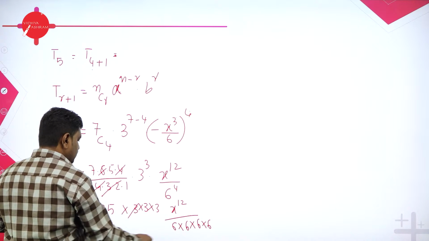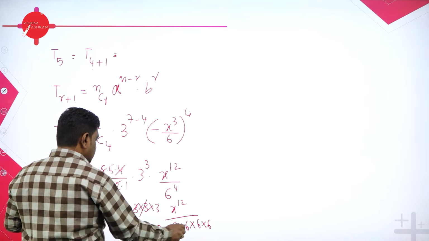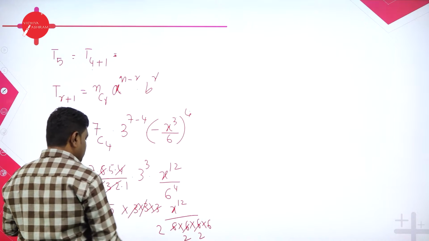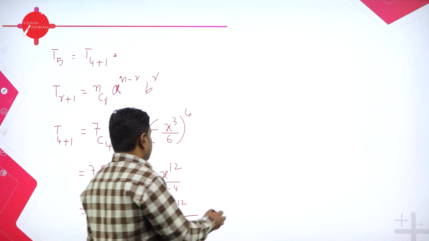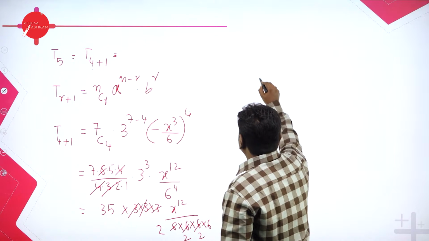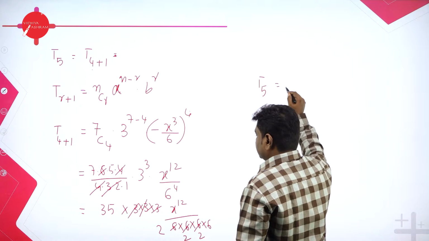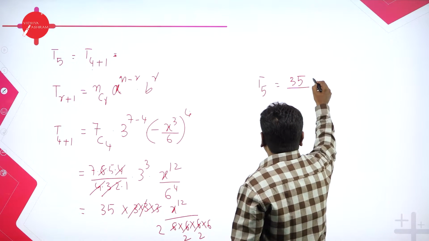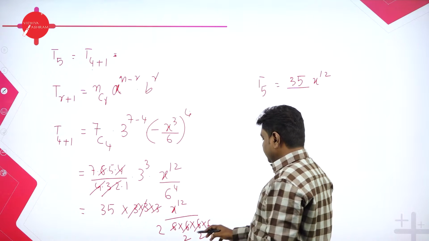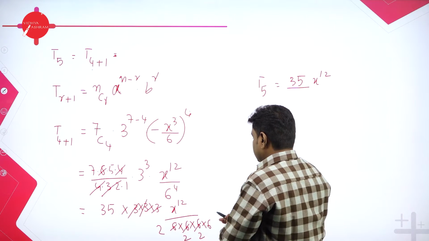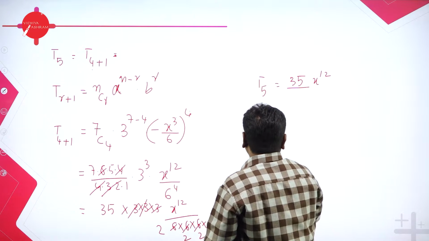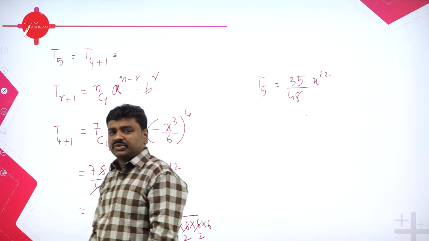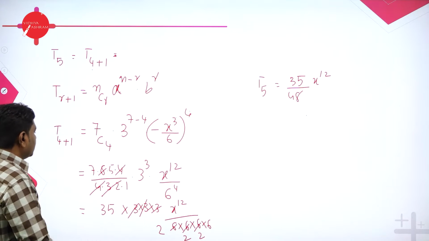Simplify this further. So here we are left out with T5. The fifth term is 35 into x power 12 divided by 2 2s are 4, 2s are 8, so into 6 we have 48. So T4 and T5 are the two middle terms. We got both the middle terms. You can leave it here also.